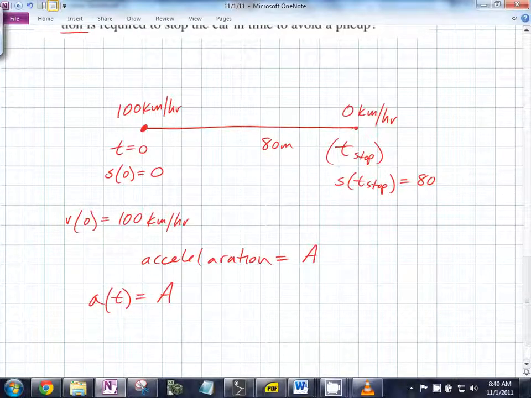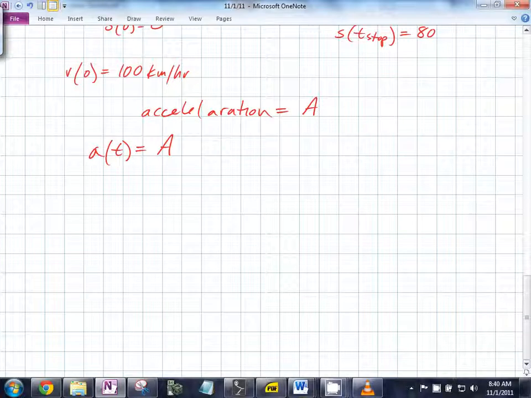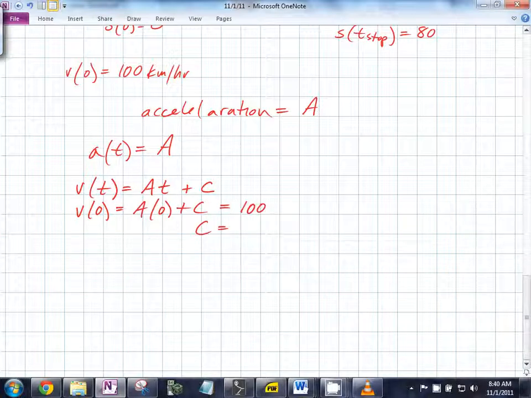So therefore, if we anti-differentiate this, what's v of t going to be? There's no x, it's plus what? Plus c. But we know that the velocity at time 0 is what? A times 0 plus c, but we know that equals what? 100. So what does c equal? 100. Exactly. Okay. So now we know that v of t is equal to what? Our acceleration times t plus what? 100. Okay, that's great. So how do we get the position function?